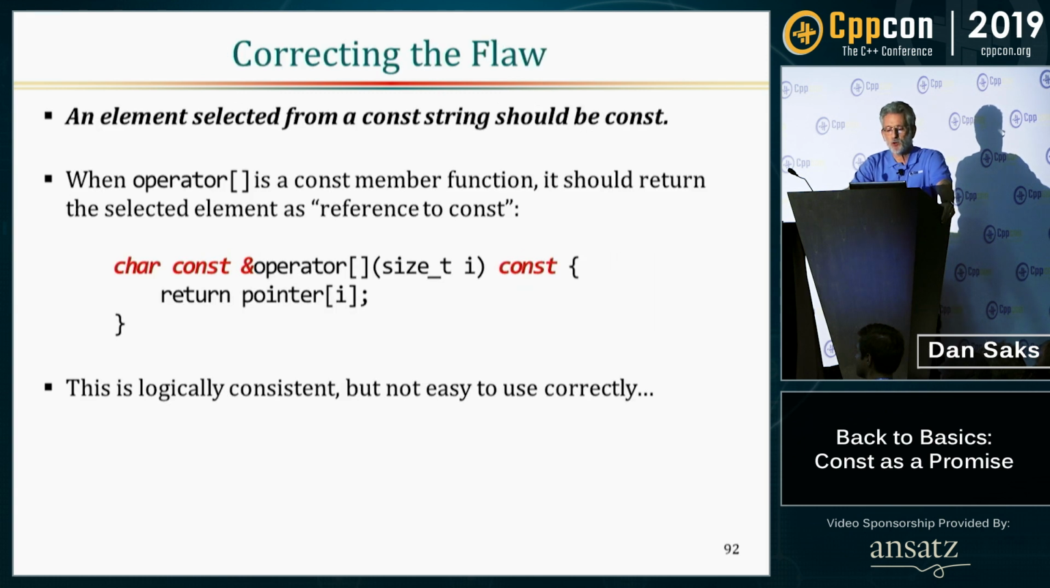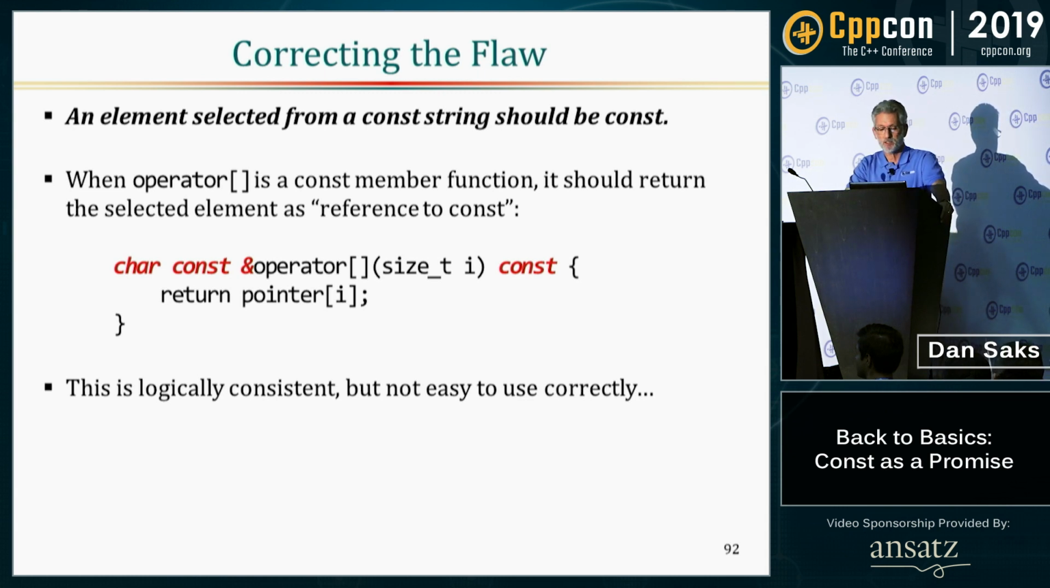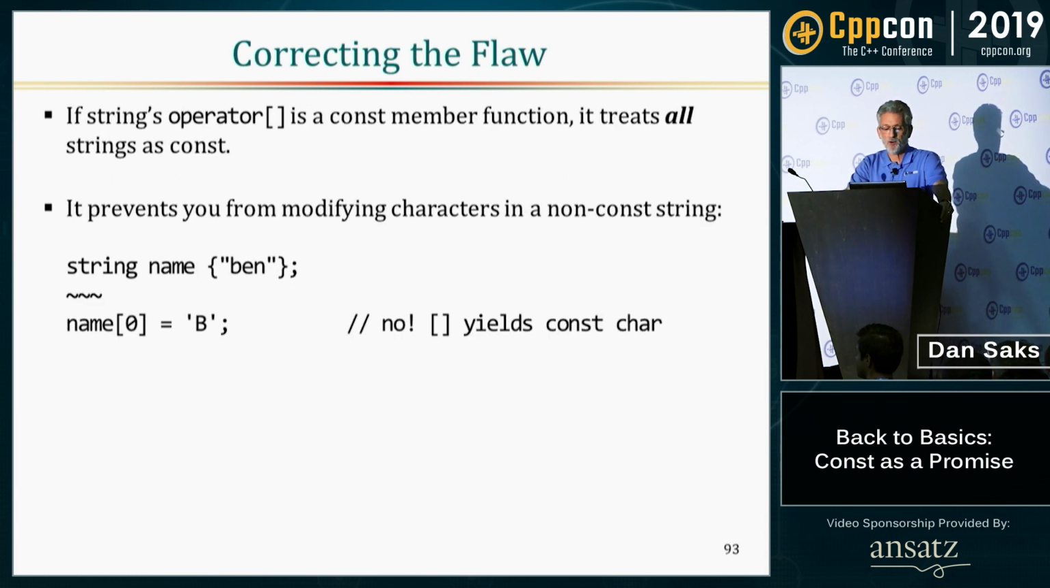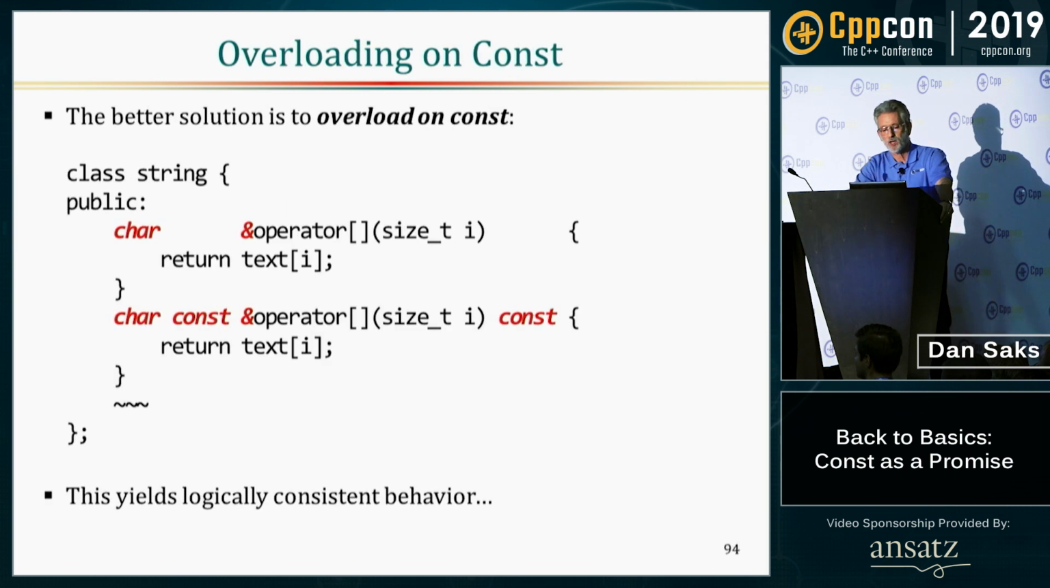And so the thing to do is to repair the return type. You just have to fix the flaw manually, like this. Now, for reasons of time, I'm going to just skip ahead and show you. The problem is that it prevents you from modifying a string that you want to be able to modify. You could cast it away, but that's not where we want to go.